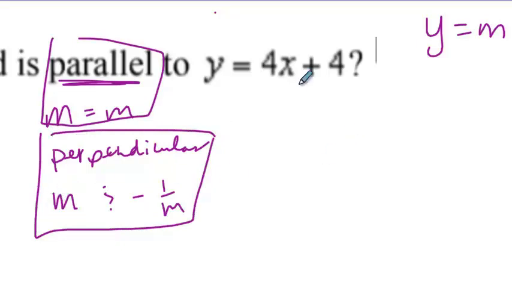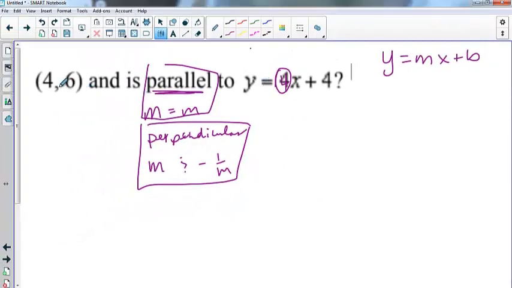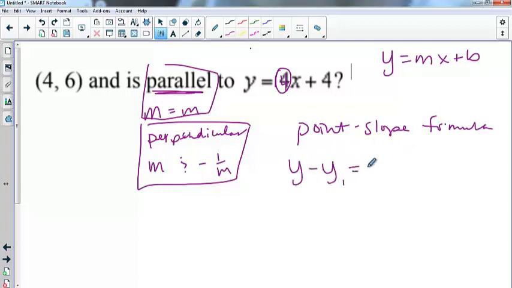Okay? So, in this equation, what's the slope? Just 4. X is never part of the slope. So, this is my slope. So, I have a point, I have a slope. There is a formula for using the point and the slope. Anybody know what that is? What? 4 times 4. No. Point slope formula. Okay? Point slope formula is y minus y sub 1 equals m times the quantity of x minus x sub 1.